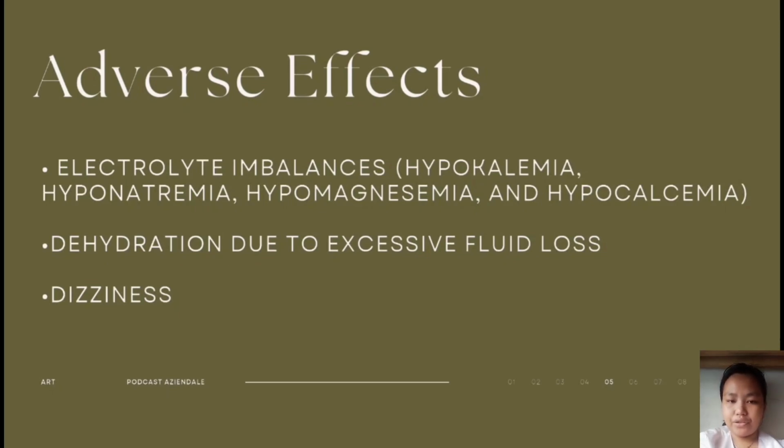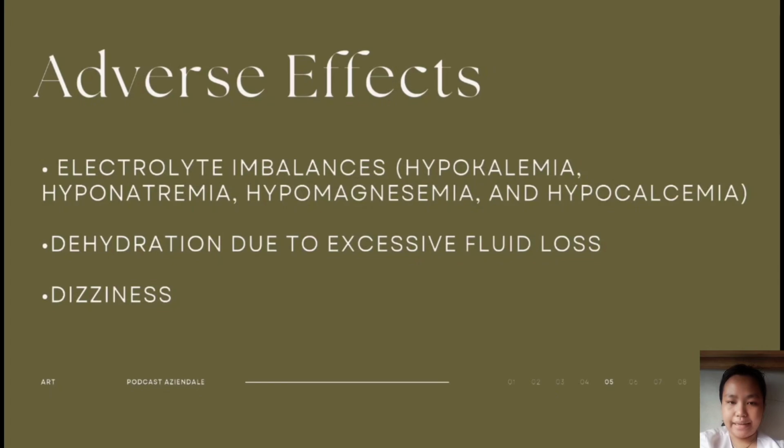Hyponatremia, or low sodium, affects nerve function and can cause confusion, seizure, or even coma in severe cases. On the other hand, hypocalcemia, or low calcium, and hypomagnesemia, or low magnesium, can contribute to muscle cramps, osteoporosis, and neurological symptoms. The other common adverse effect is dehydration.